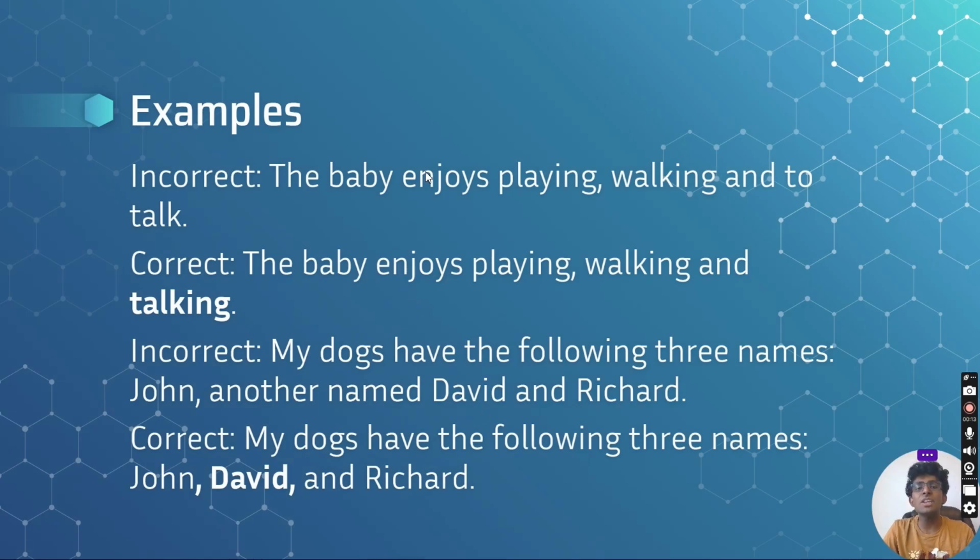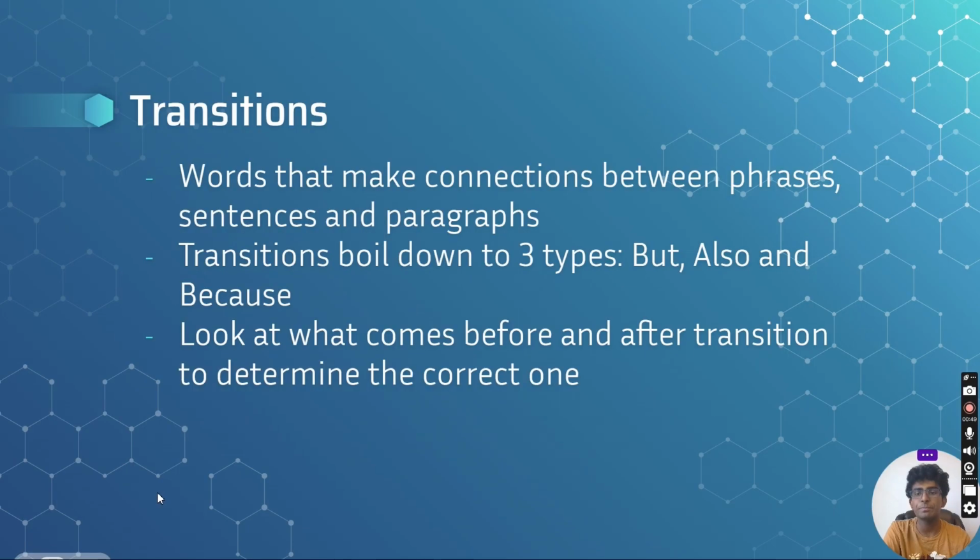So for example, the baby enjoys playing, walking, and to talk. Okay, so playing, walking, to talk. We see here it's not the same tense as the others, so we'd say the baby enjoys playing, walking, and talking. See how it flows better, and it's correct grammatically. Another example: my dogs have the following 3 names: John, another name David, and Richard. So you don't need to say this "another name" part, because you're already covering it by saying the 3 names. So you can just list it out in order: John, David, and Richard, like that. So parallelism is really important because it really helps with flow, and again, it makes sense grammatically.